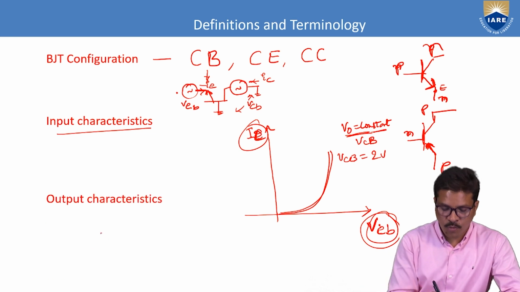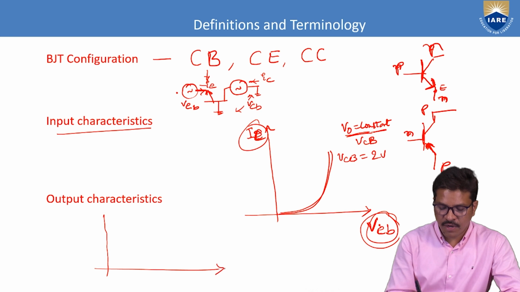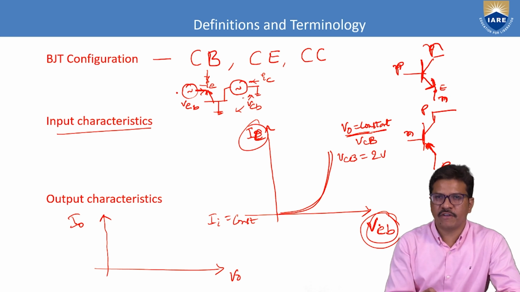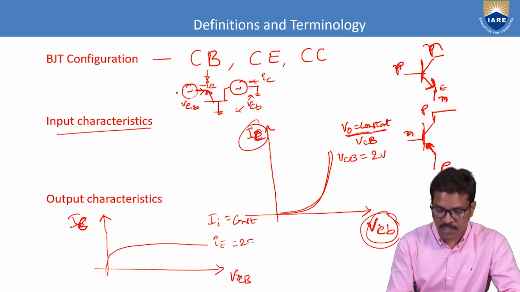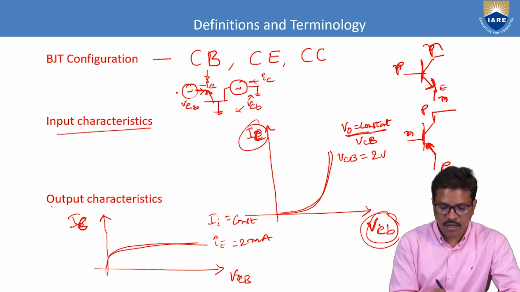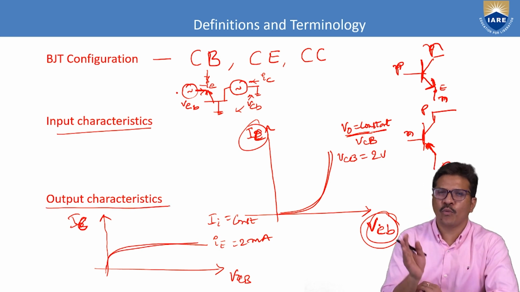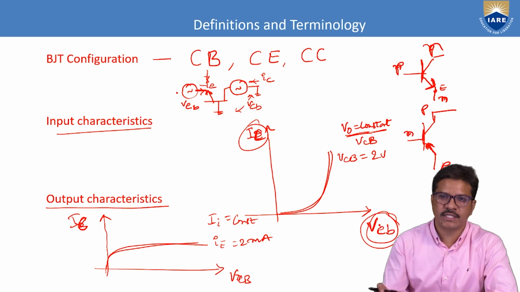Similarly, the output characteristic is a graph between output voltage and output current, with input current constant. What does input current constant mean in this common base configuration? Input current is the emitter current, the output voltage is VCB, the output current is IC, and you will get a graph like this, for IE equal to some 2 milliampere. Like that, the output characteristics is a graph between output voltage and output current by keeping the input current constant.